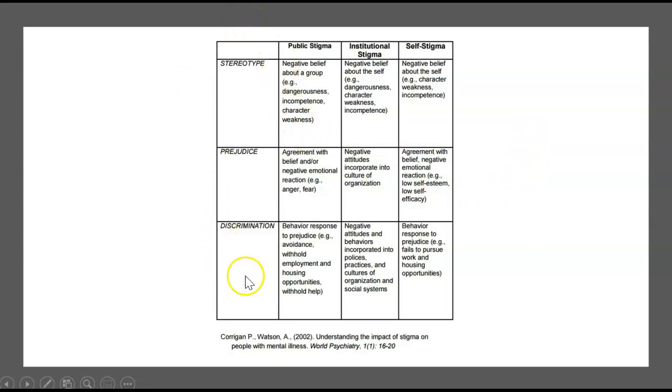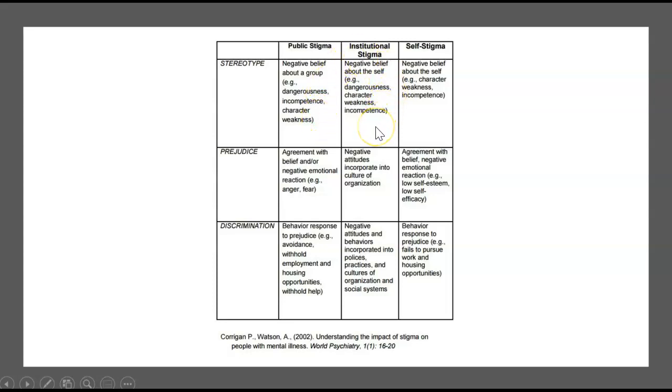You can also look on the left-hand side of this table. You have these elements of prejudice and discrimination. And in my opening lecture on stigma as a social problem, I talked about how we categorize things, we develop stereotypes. From a public stigma point of view, those are the negative beliefs about a particular group. And for mental illness stigma, you're talking about beliefs like dangerousness, incompetence, and so on.